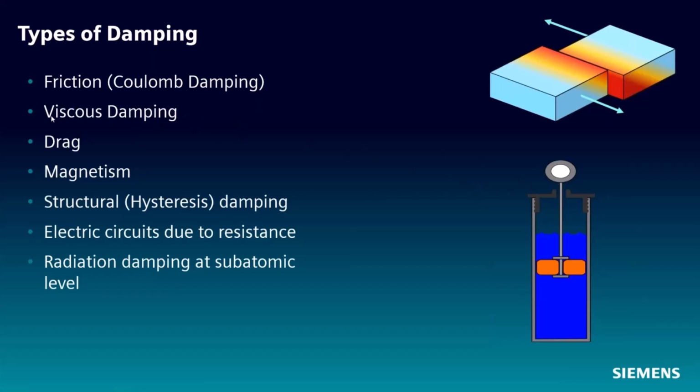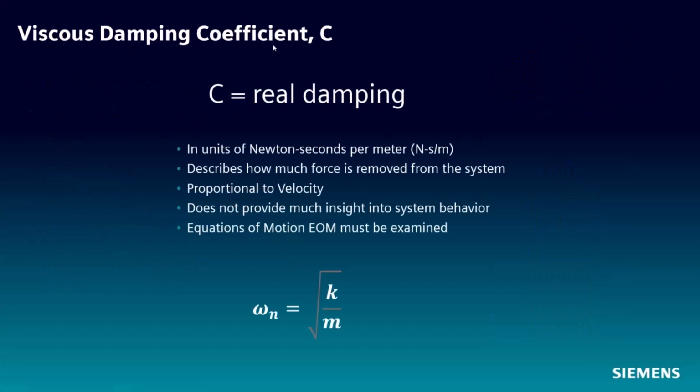Why? Because viscous damping is very easy to understand. So we want to try and compare everything we do with these big mass distributed systems that we work with back to this SDOF system. We have this viscous damping coefficient C. As I mentioned, it's in newton seconds per meter, and it's proportional to velocity.